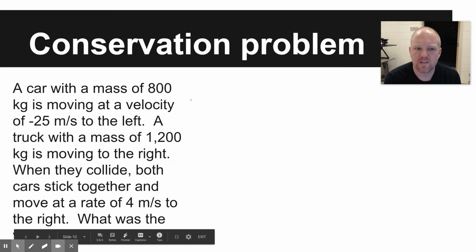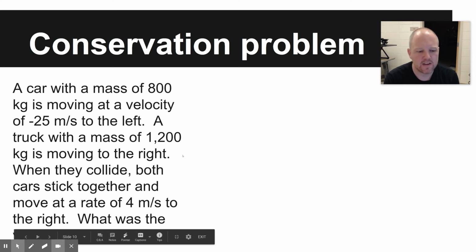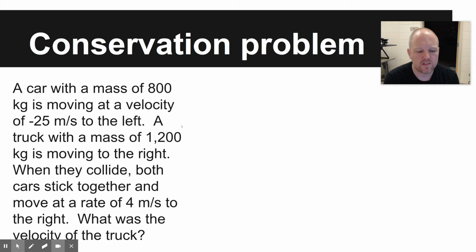And so we'll go through one scenario, just start to finish together. What it says here: a car with a mass of 800 kilograms is moving at a velocity of negative 25 meters per second to the left. The negative is just a keeping track of direction. It says a truck with a mass of 1,200 kilograms is moving to the right. When they collide, both cars stick together and move at a rate of 4 meters per second to the right. It says, what was the velocity of the truck before the collision?